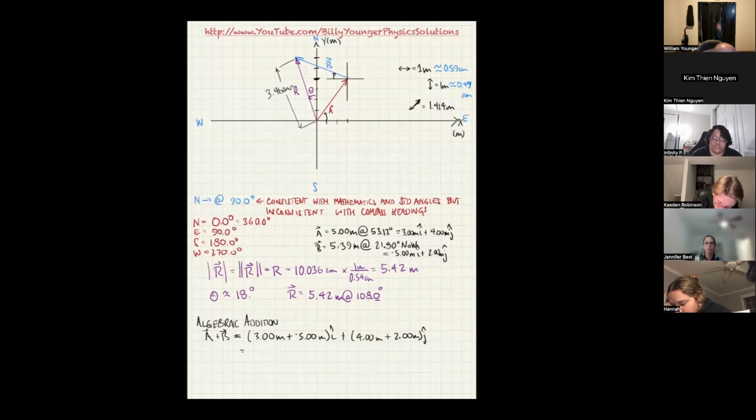So I end up getting negative 2.00 meters I hat plus 6.00 meters J hat. And if you look at the box, you can see that I did in fact go up 6 meters, and I did in fact go to the left 2 meters. So it's right on the money.